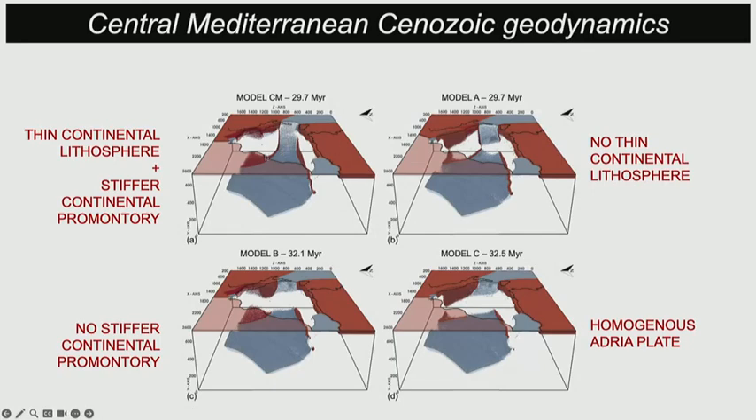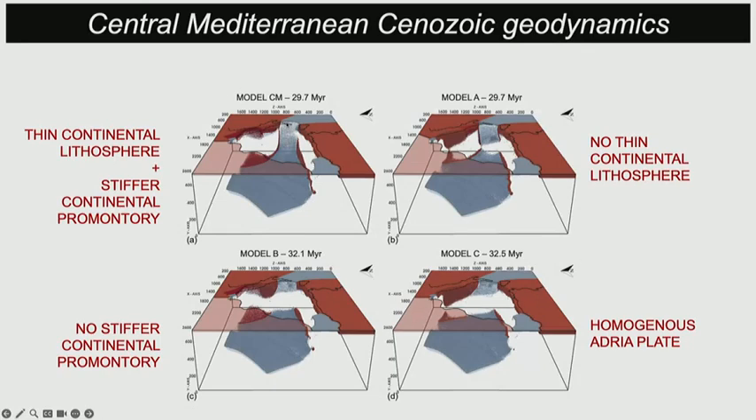This is what we have seen before. This is when we do not have the thin continental lithosphere here, so there is no retreat of the trench up to the Adriatic Sea. Here, no stiffer continental promontory, so basically there is this entire break off of the slab, and here there is no lateral heterogeneity, so there is a homogeneous Adria plate. Again, there is basically full break off of the slab.